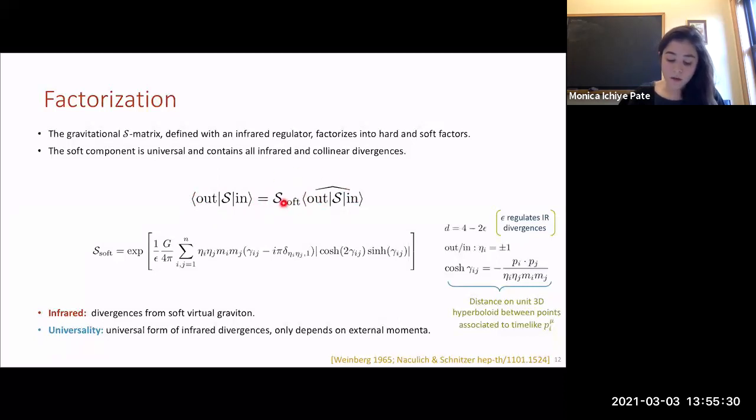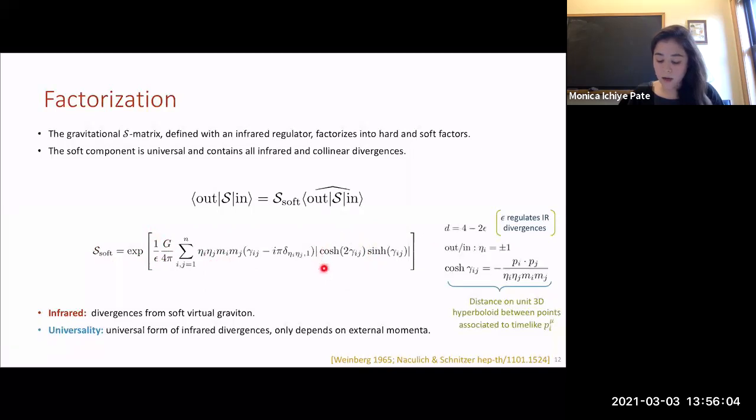a hard part and a soft part, where the soft part is given by this formula here, and it depends only on the momenta of the external particles. In particular, it depends on epsilon, which is an infrared regulator in dimensional regularization. Eta is a parameter which is labeling whether the state is incoming or outgoing, and it's a sign. M is the mass of the external particles.